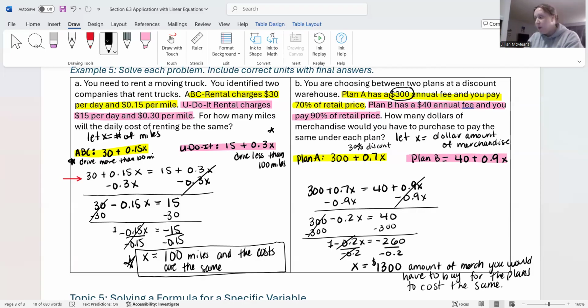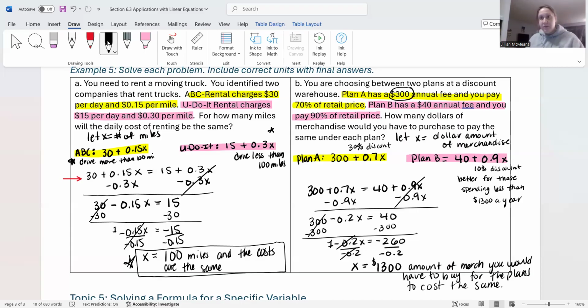Okay, so there you have it. That is break-even problems. This one, even though it's only a 10% discount, is better for those spending less than $1,300 a year, which by default means plan A is better for those spending more than $1,300 per year.